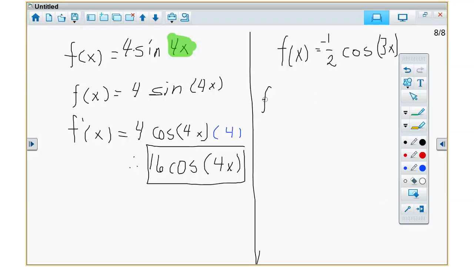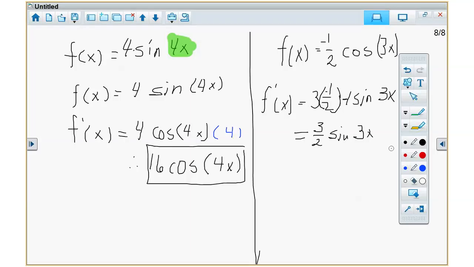Okay, so f prime of x is going to be 3 times negative 1/2, times what is the derivative of the cosine? The negative sine, and there's your twist. Well, that's actually not negative, but what? Positive. Negative 1. You're right. That's a negative 1, actually. So negative 1 times this is positive. And that would be 3/2 sine of 3x. And you feel good about yourself.